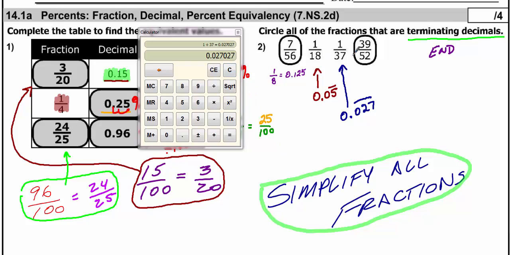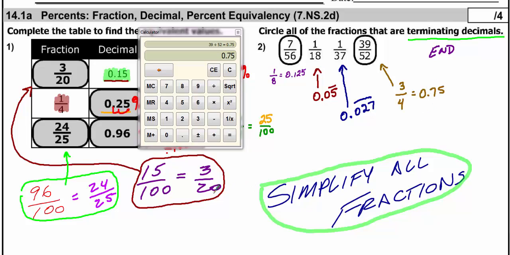And finally, our third choice, 39 over 52. 39 divided by 52. That stops at 0.75. That's a fraction, by the way. That fraction would simplify to 3 over 4, 3 groups of 13 over 4 groups of 13, which is 0.75.